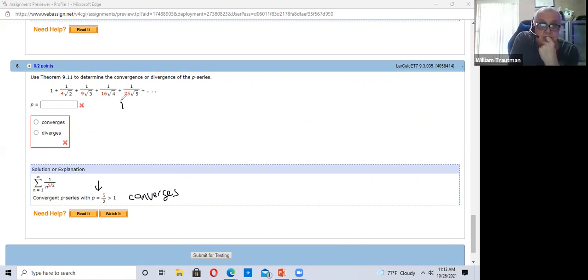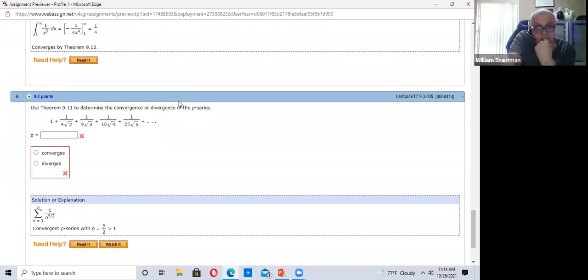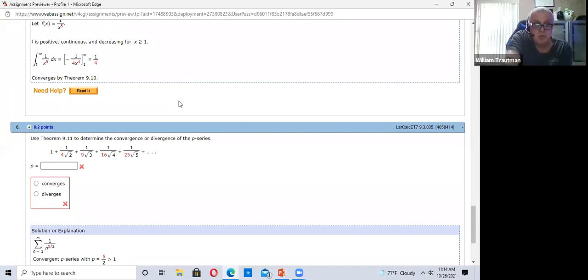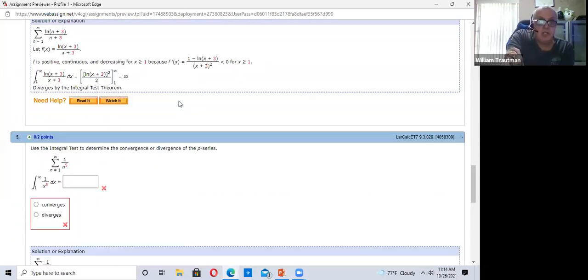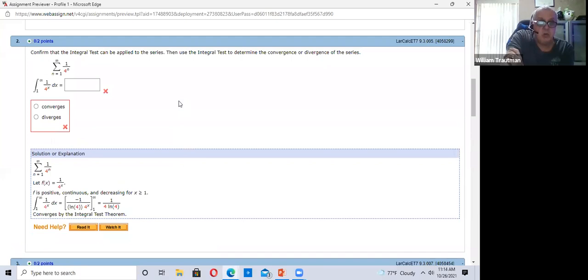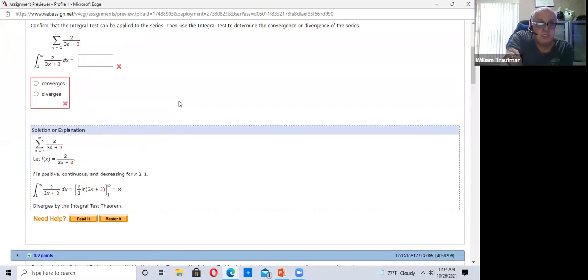And like I said, the P series are not bad, just as long as you understand, hey, this right there, you have to turn it into something. You have to try to make it look like that, where it is a P series. And if they tell you, use theorem 9.11, we know we're dealing with a P series. So that wasn't too bad. I like number 6. When I looked at it, I said, hey, that's a cool problem. All right, and so there's nothing else. We can take a look at some of the rest of these.